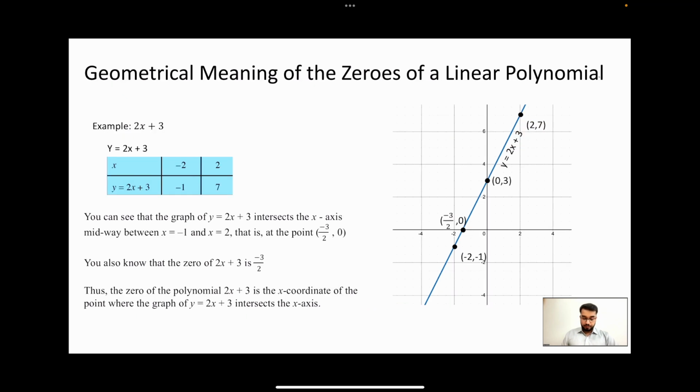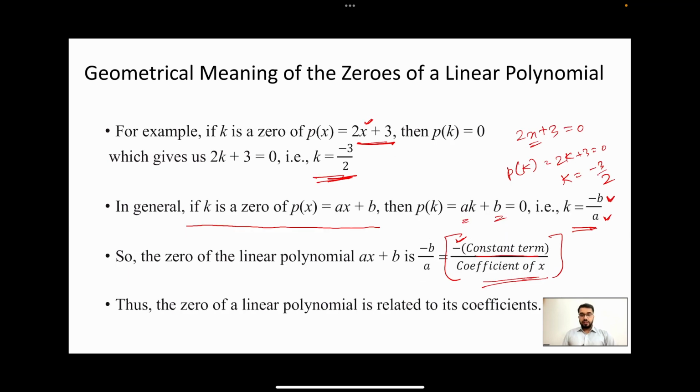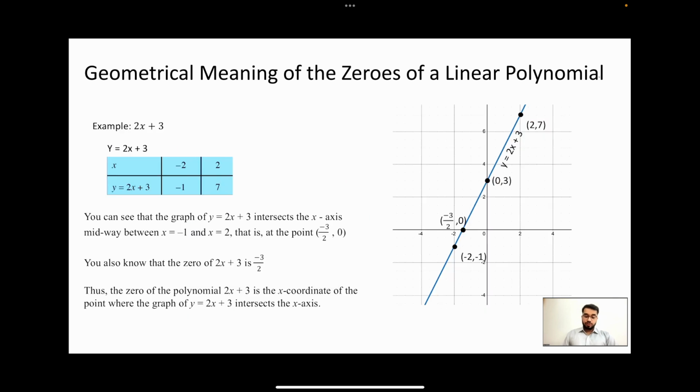Now moving on, we have the geometrical meaning of zeros of a polynomial. In this slide, we calculated it through variables and coefficients. Now we'll calculate the zero using graphs.